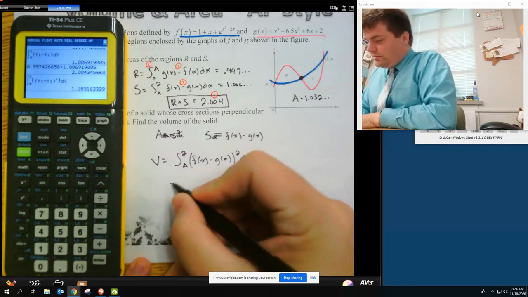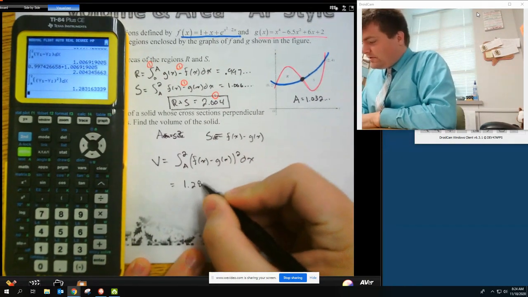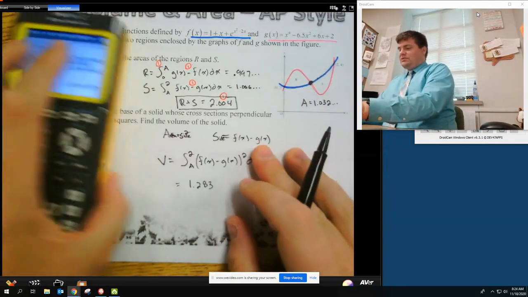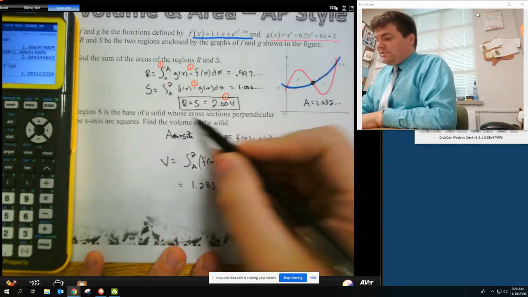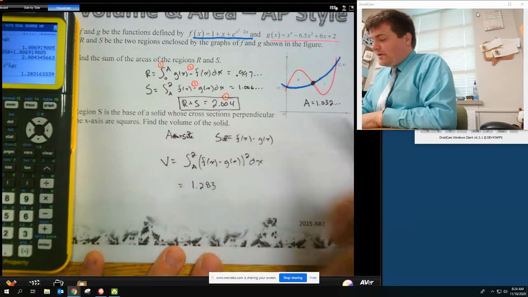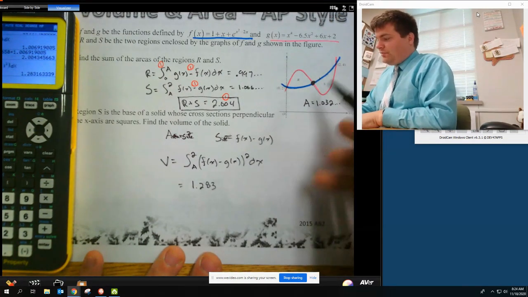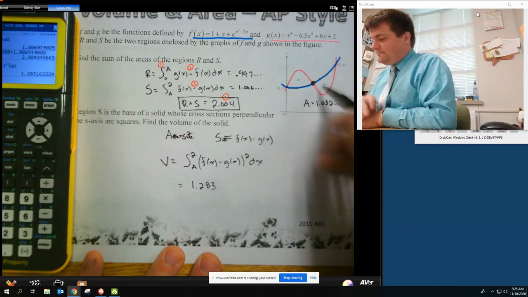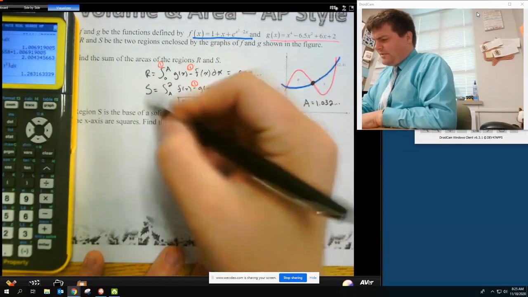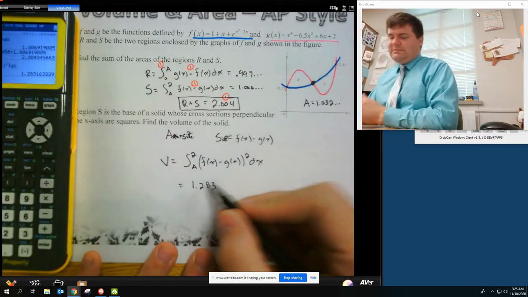So this is going to equal 1.283. So this was a cross-section problem. Since it was squares, I just need to do the side squared. The side would be f of x minus g of x. And I already determined all that up here. And then I just plug it all in.